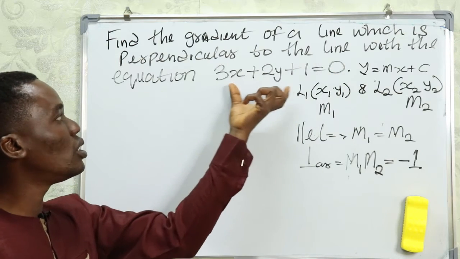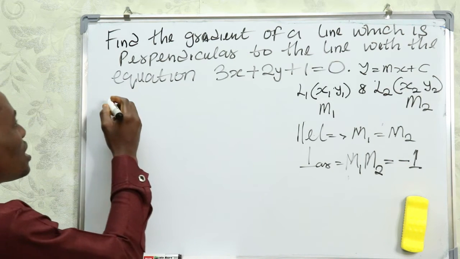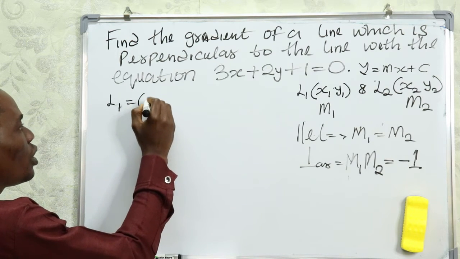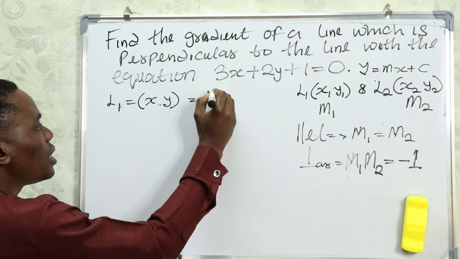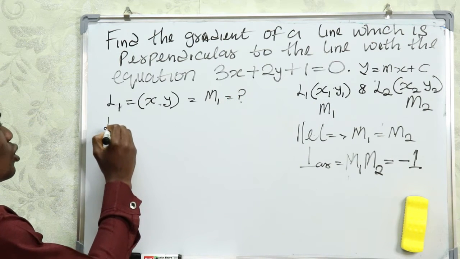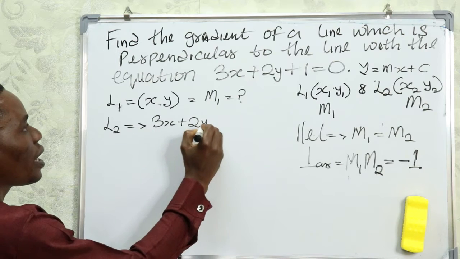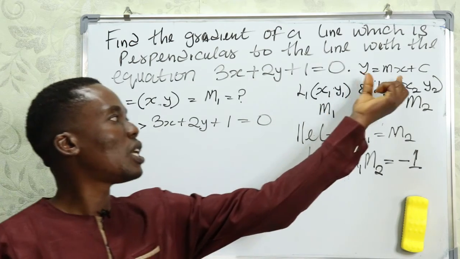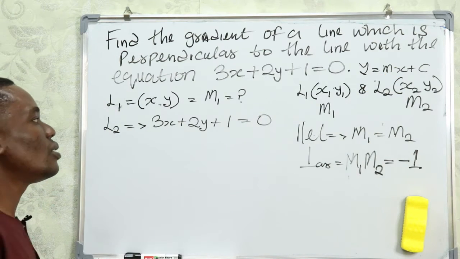The question says you should find the gradient of a line which is perpendicular to the line with this equation. We are given another line, line 2. Let's say we are asked to look for the gradient of line 1. We don't know the coordinate, and we don't know the gradient. The gradient is what we are looking for. But we are given the equation of the second line, 3x + 2y + 1 = 0. We want to arrange this equation so that we can get the gradient out of it.